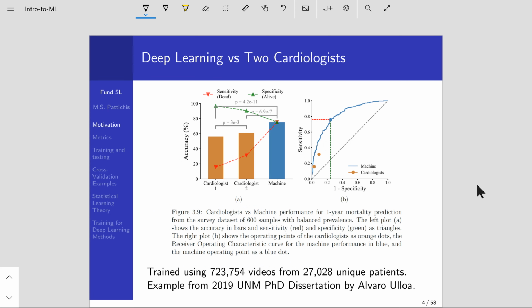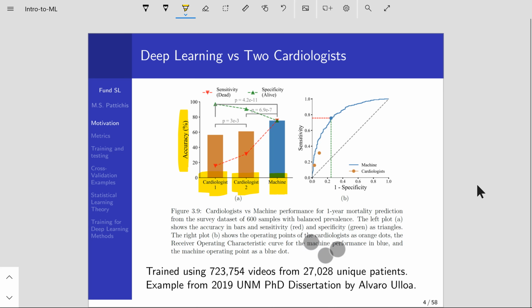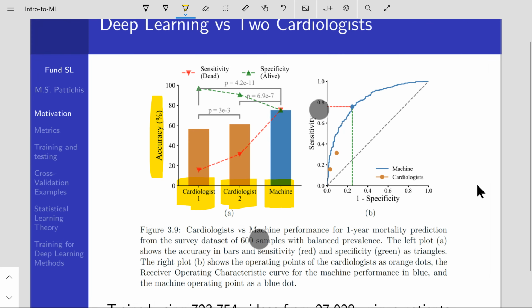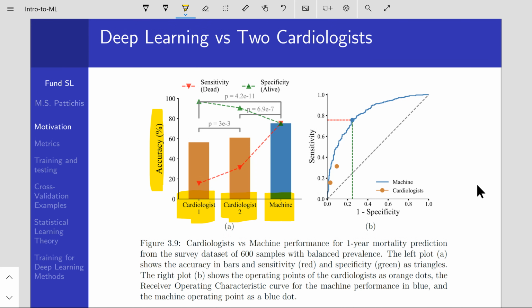Here I have a study by one of my students. In his PhD dissertation, in the summer of 2019, he tried to develop a model that predicts what a cardiologist will see. In this example, you can see the accuracy results for the first cardiologist, then the second cardiologist, and against that we have the machine. So you can see the performance of a cardiologist for this problem.